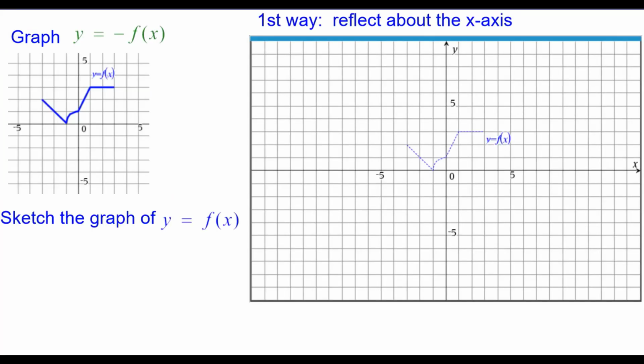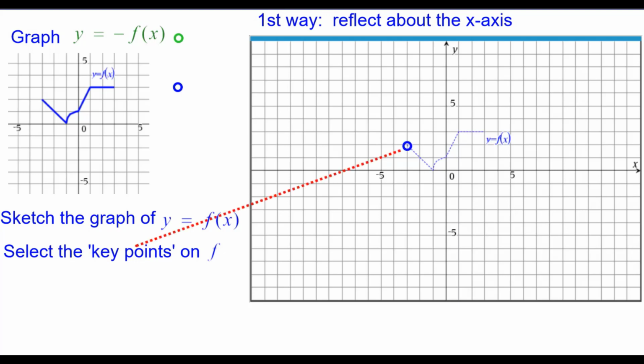So the first way is we're going to reflect this about the x-axis, because we do know that a function and the opposite of it is reflected about the x-axis. They're symmetric about the x-axis. So we have the sketch of f of x kind of light right here. We're going to select key points on function f. So we're going to select these points right here. 1, 2, 3, 4, 5.